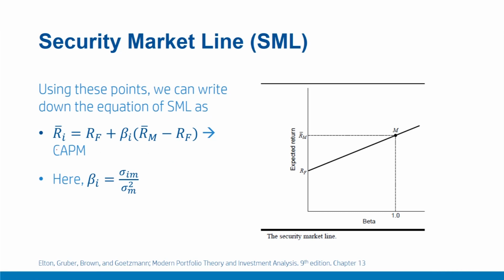RI bar, for any security, the expected return, if they are aligned to this SML, RI bar equals RF plus beta times RM bar minus RF, which is precisely the CAPM. So the equation of this SML or security market line is precisely the CAPM, where RI bar equals RF plus beta I times RM bar minus RF. Here, beta I is sigma IM upon sigma M square. This equation defines the expected return for any security, asset or portfolio in the market. Sigma IM is the covariance between individual security I and the market. Sigma square M is the variance of the market.